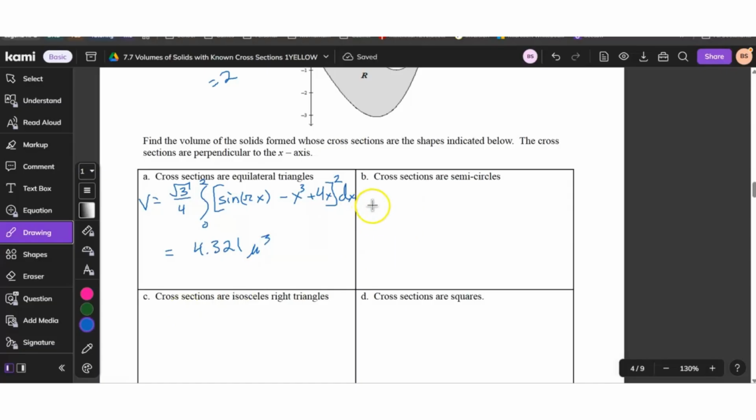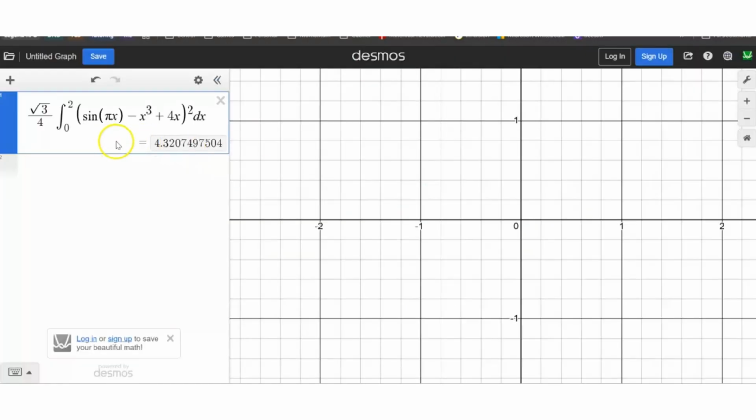All right, semicircles. Who remembers what the coefficient is? Pi over 8. See, you already remembered. Hasn't changed for these. It's 0 to 2 for our bounds. It's still going to be sine of pi x, that also hasn't changed, minus x cubed plus 4x squared dx. So we can go back to here. And really, what's the only thing I need to change? That coefficient. Good.